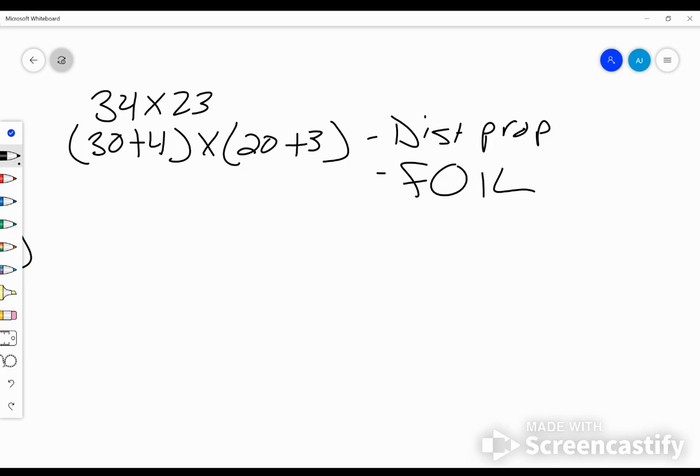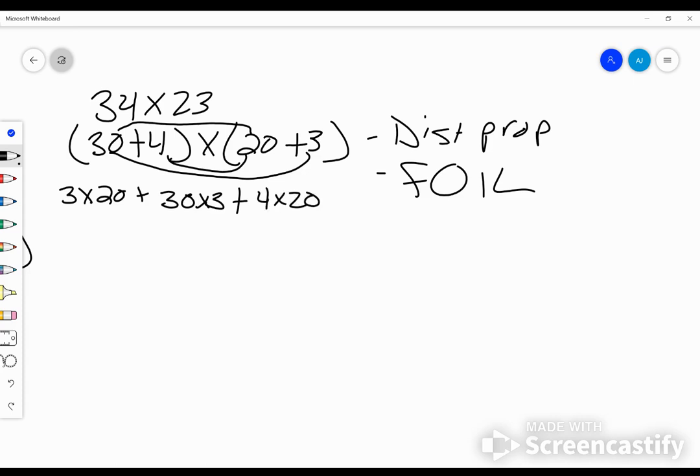We will do first, so 30 times 20. And then we're going to add the outside, 30 times 3. Then the inside, 4 times 20. And then last, we're going to add 4 times 3. And then we'll work that down piece by piece.